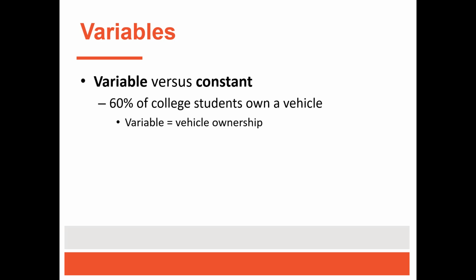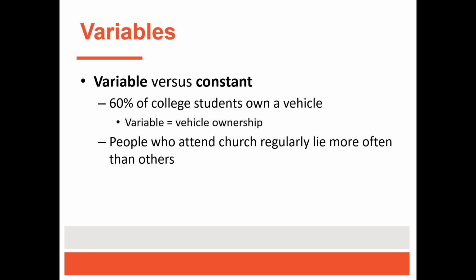Here's another made-up example. People who attend church regularly lie more often than others. In this example, we actually have 2 variables that are being compared. One variable is church attendance, which may have 2 levels, say someone who attends church at least once a month versus someone who does not attend church at least once a month. While the other variable is the amount that somebody lies, possibly measured using some numerical score on a lying inventory exam.